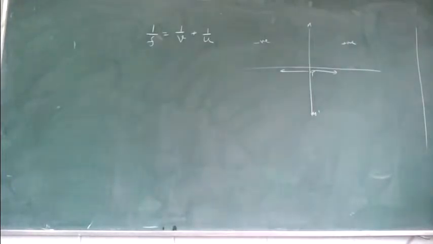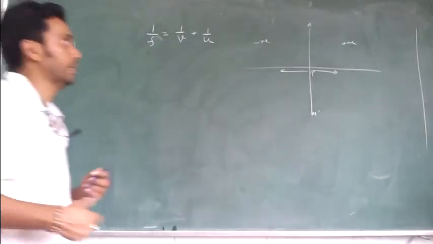If I give 10 centimeters as the distance of the object, in the calculation we will write it as minus 10. U is minus 10. We will not write minus U. That is a common mistake. U is minus 10, U itself is not minus U. When we do the questions, then we'll see.